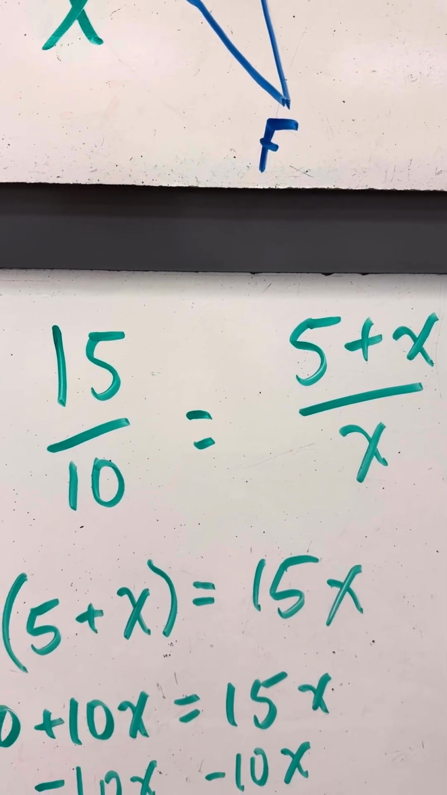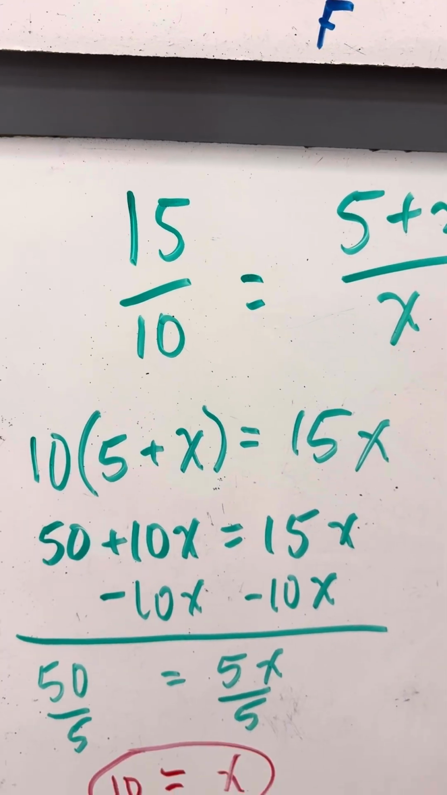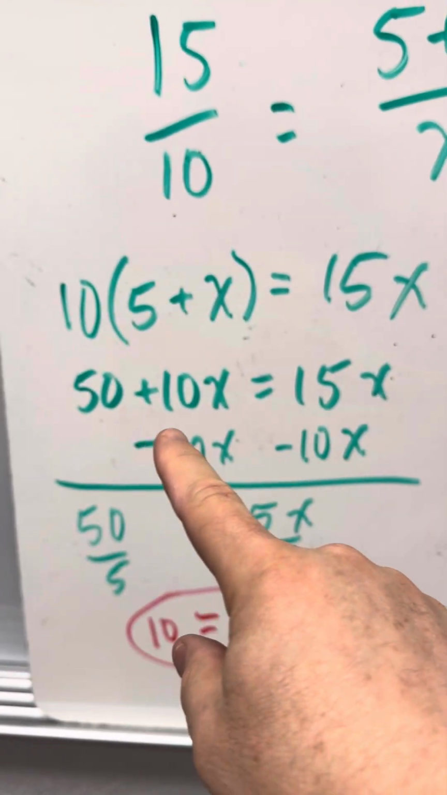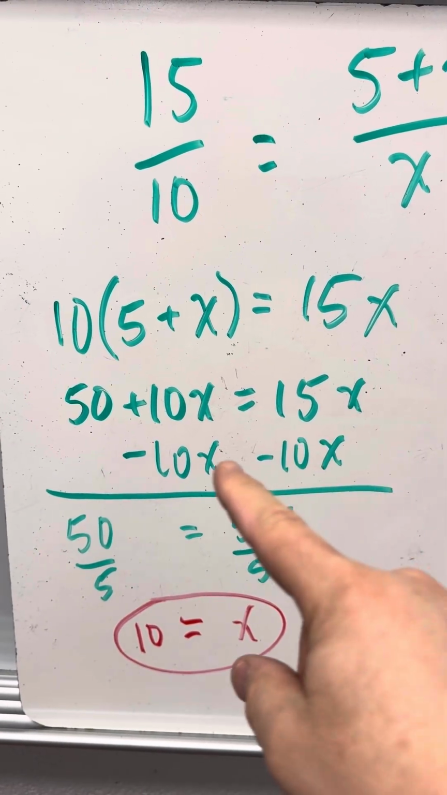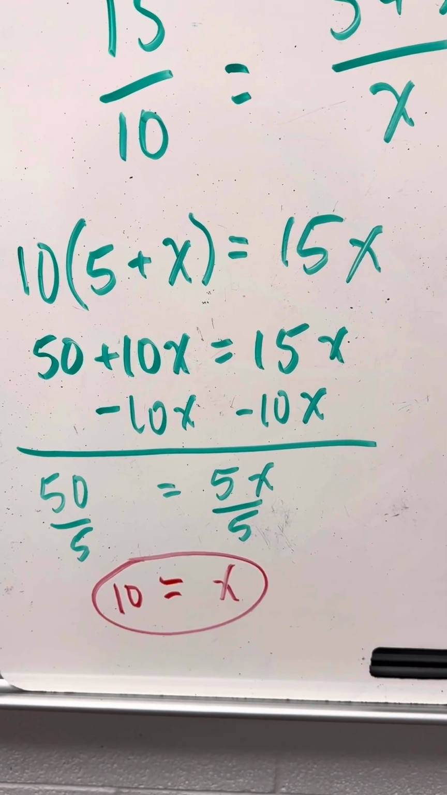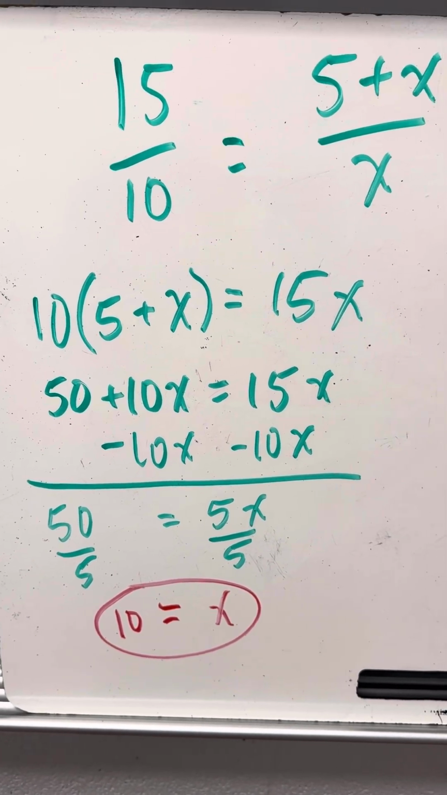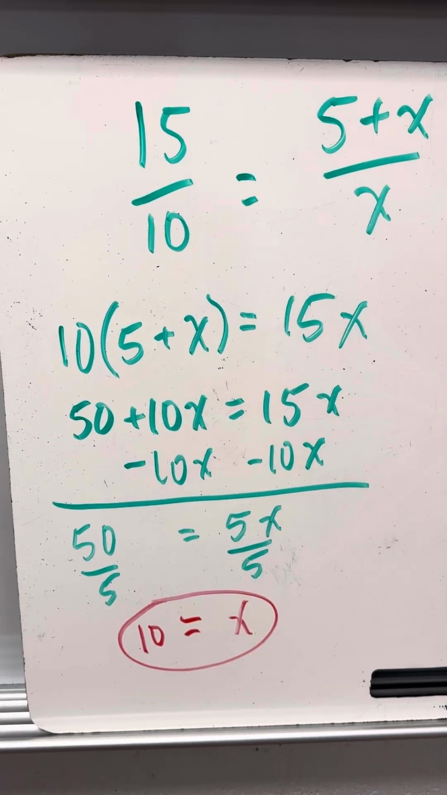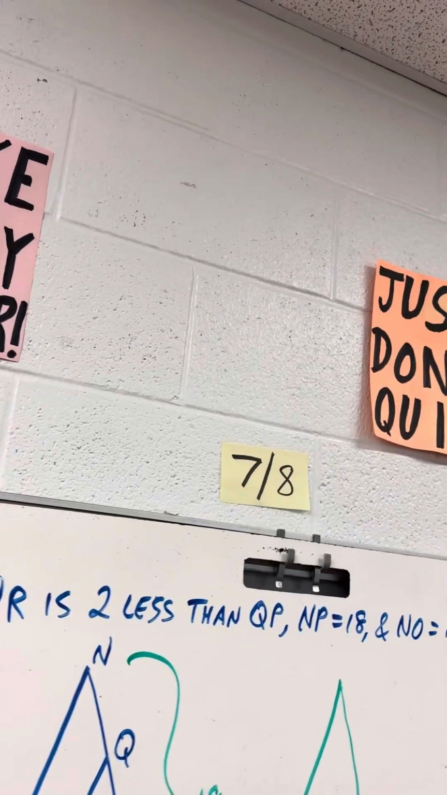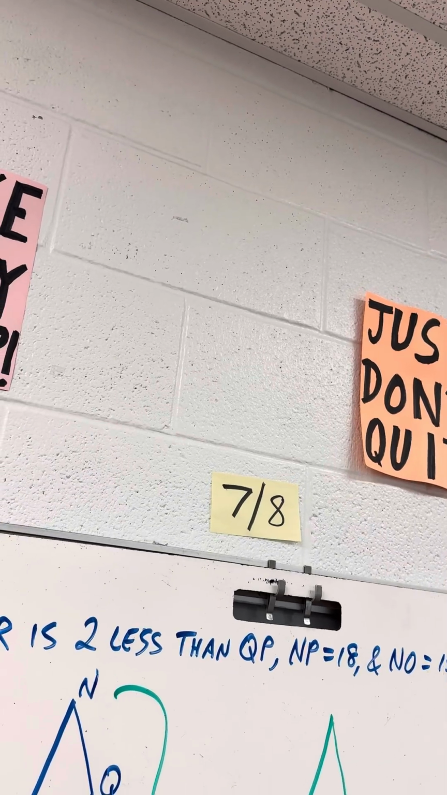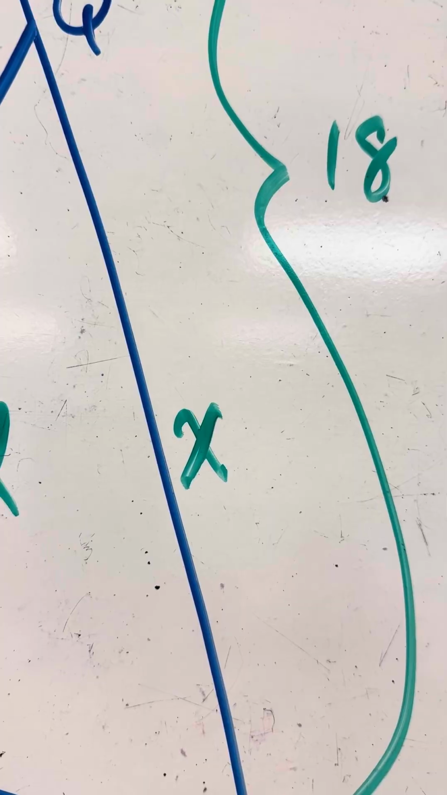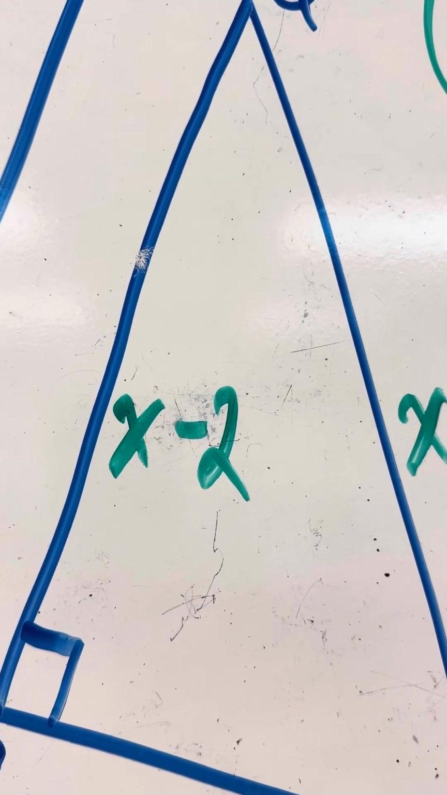Cross multiply. 10 times 5 plus X equals 15X. Distribute. 50 plus 10X equals 15X. Minus the 10X, you get 50 equals 5X. Divide by 5, X equals 10. Over here, QR is 2 less than QP. So if this is QP, this is X, 2 less than X would be X minus 2, right?